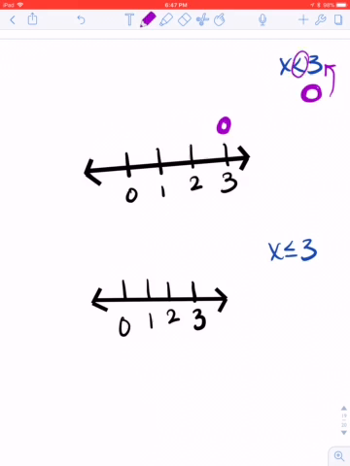Because this inequality right here points to the left, that means my line is going to go to the left. Remember, you need to make kind of that bigger arrow at the end that shows that it continues past where you can see.